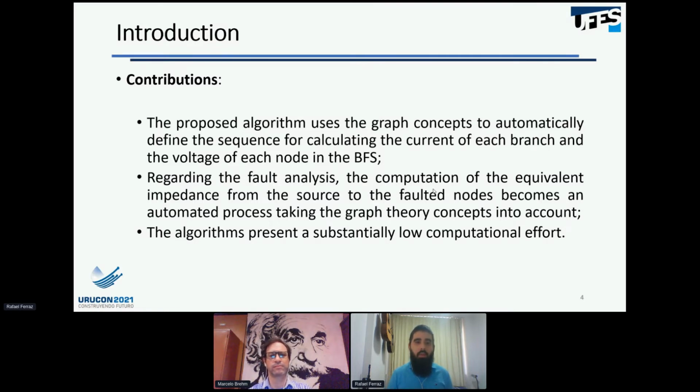The first one, the proposed algorithm uses the graph concepts to automatically define the sequence to calculate the current of each branch and the voltage of each node in the BFS, that is the backward-forward sweep. The second one, regarding the fault analysis, the computation of the equivalent impedance from the source to the faulted node becomes an automated process taking the graph theory concepts into account. And the algorithm presents a substantially low computational effort, as we can see later.